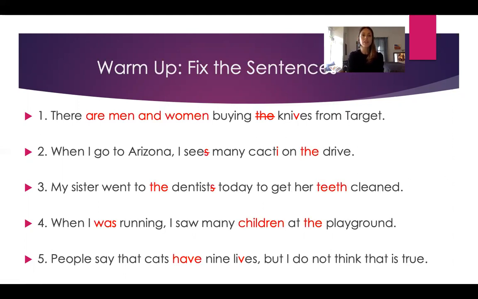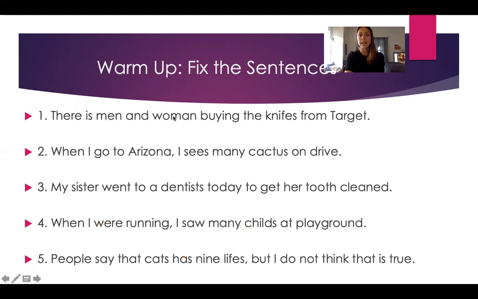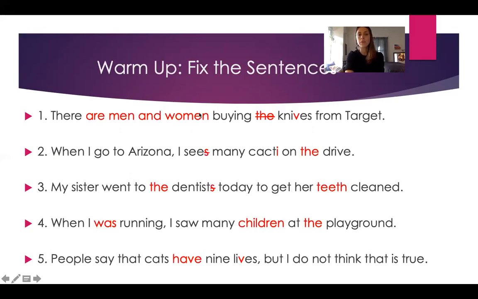For the first sentence, there are multiple ways you could have corrected this. I corrected this by saying there are men and women buying knives from Target. Now, remember the original sentence was "there is men and woman." Now this shows us that it's singular. So you could have said there is a man, man with an A, and woman buying the knives from Target. Okay, that's fine because the "is" applies to the singular noun. Or you could have changed this verb to "there are." And then you could say men and women, right? So men with an E, women with an E.